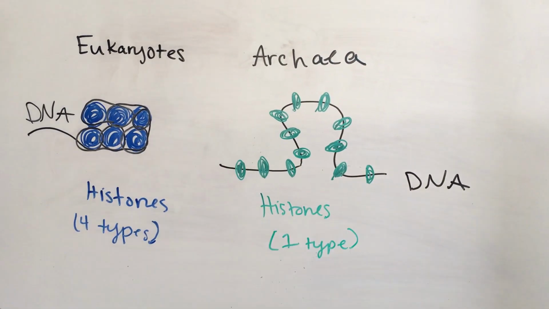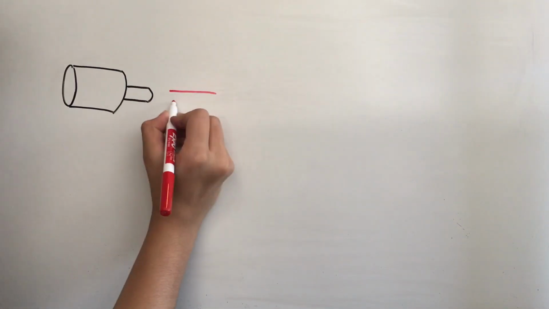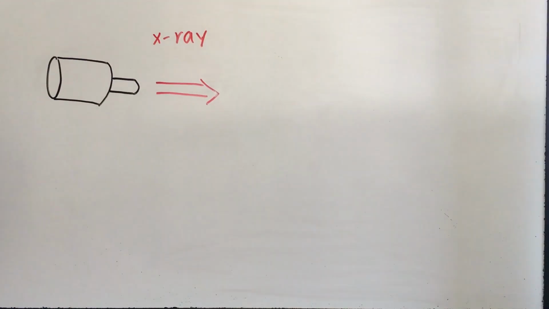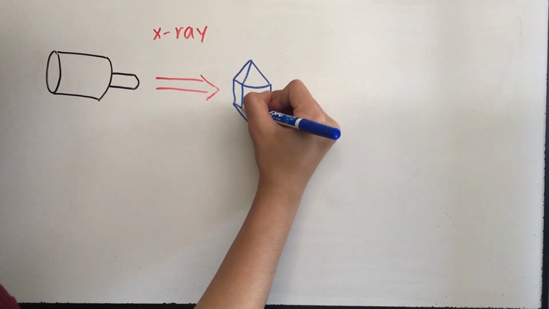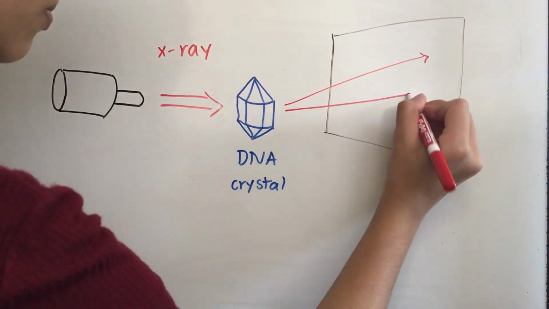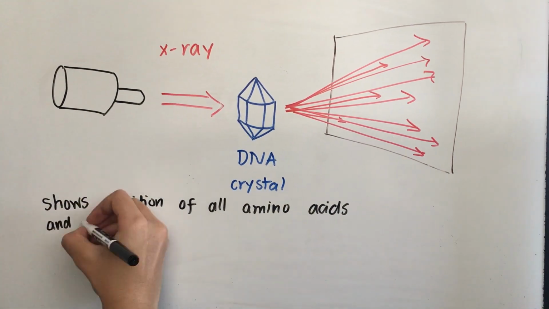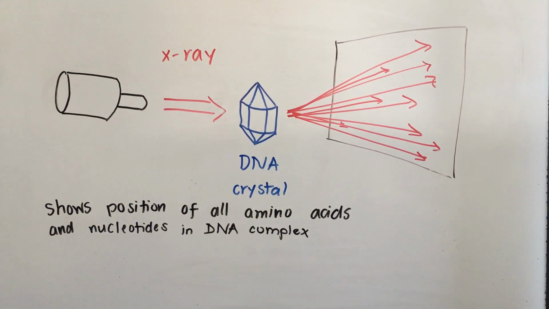Now that we know the general process of DNA folding in eukarya and archaea, let's discuss the experiment. The study was a series of tests to see how these histone proteins were behaving in DNA folding of archaea and eukarya. The scientists use X-ray crystallography, which bombards crystals with X-rays, to yield information regarding the position of all amino acids and nucleotides in the DNA complex. The researchers synthesized crystals of the histone DNA complex in the archaeal species Methanothermus fervidus.